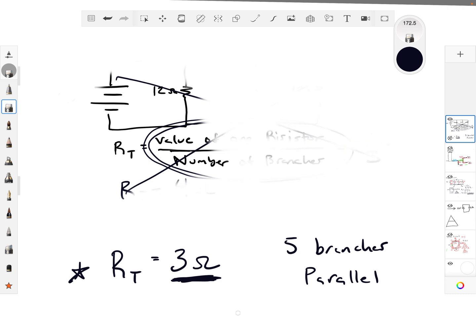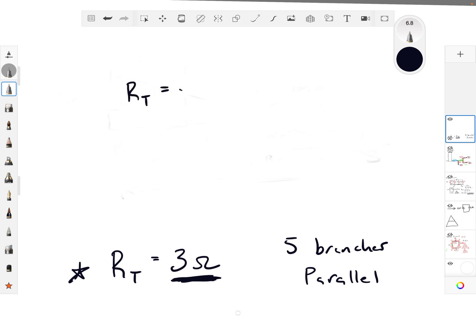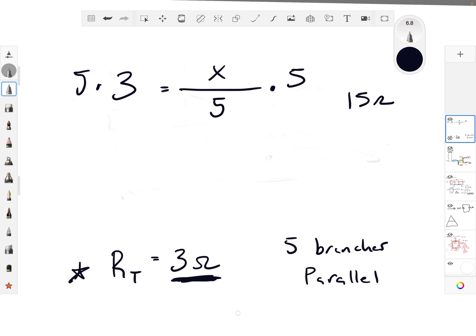All right, so this eraser is taking a while. So perfect. If you understood that, we basically just take one resistor and divide it by the branches, right? So the resistance total is equal to that one resistor. That's what we want to know, the one resistor. But we do know that there's 5 branches, and we also actually know the total resistance is 3. So with simple algebra, I can just solve this, multiply by 5, multiply by 5. 5 times 3 is 15 ohms.